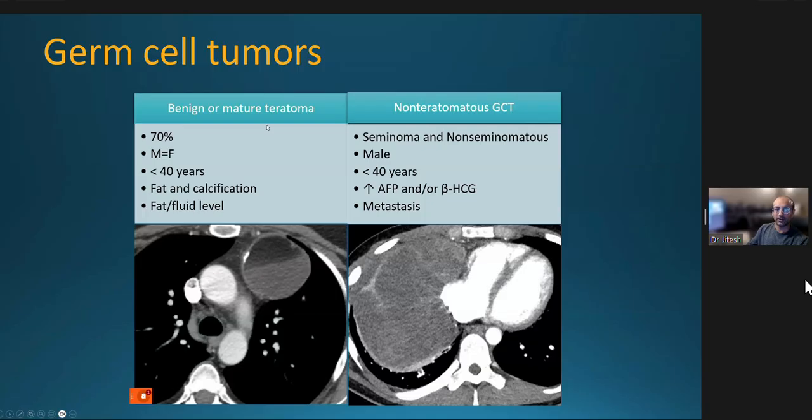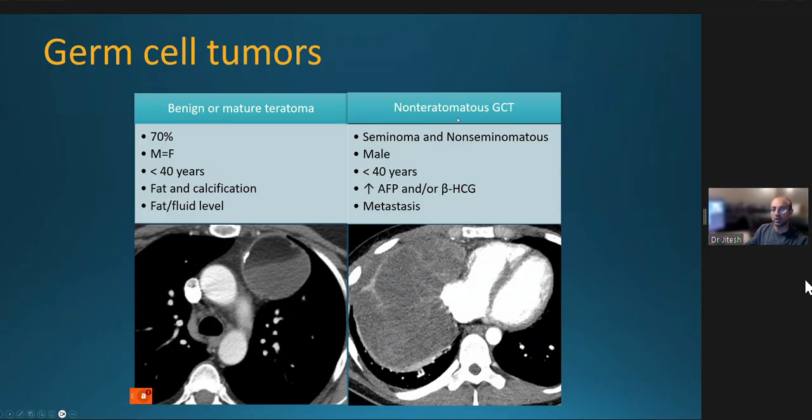Mature teratomas are usually well defined. They can contain fat and calcifications. And when we see a fat-fluid level, we are more confident in calling this a mature teratoma. It's very common to see a fat-fluid level in mature teratoma rather than in immature teratoma, which is more of an invasive tumor or a larger tumor. But they can contain fat and calcifications.